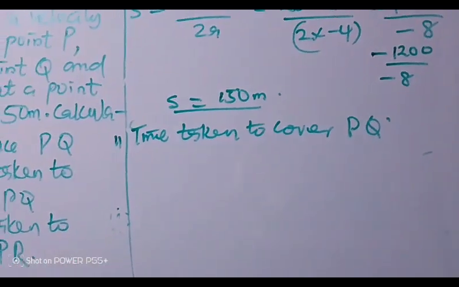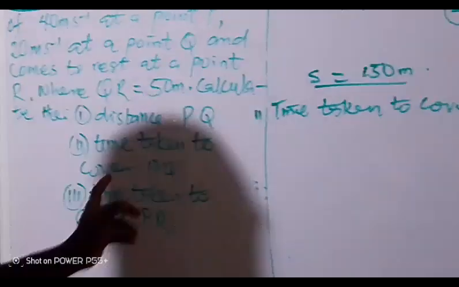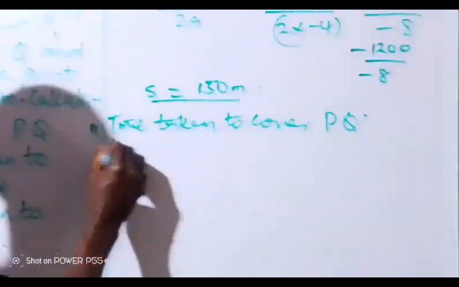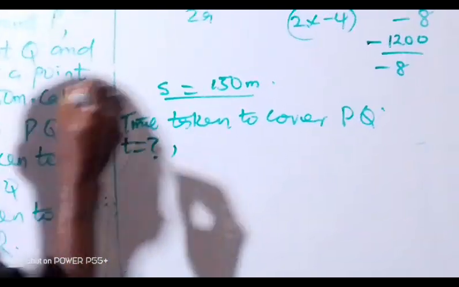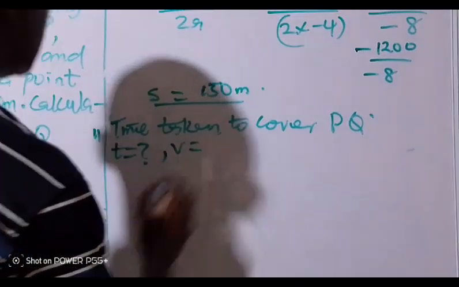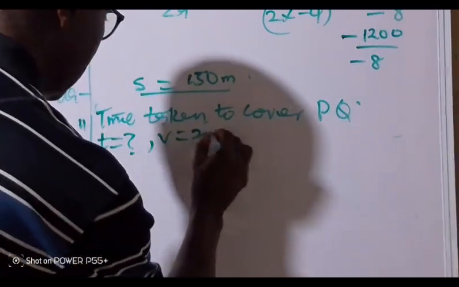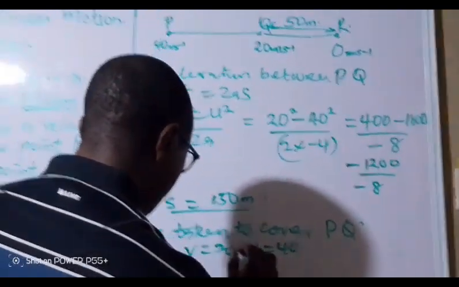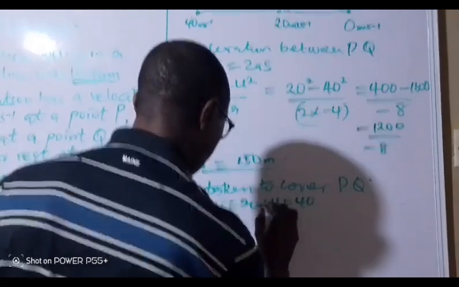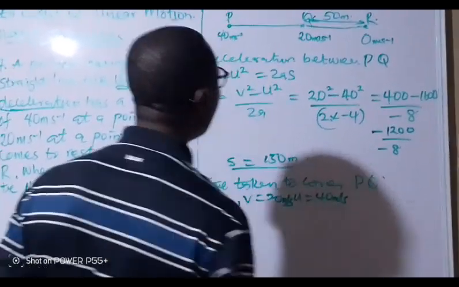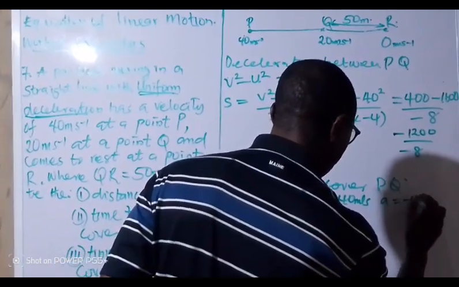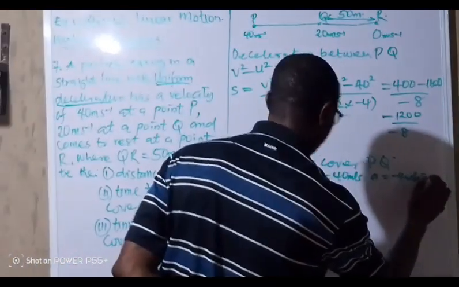Now, the next question is time taken to cover PQ. From what we have seen on the board now, time taken T to cover PQ is not known. V is already known, that is 20. U is known, that is 40 meters per second. Then what else do you need? A is known, minus 4 meters per second square.